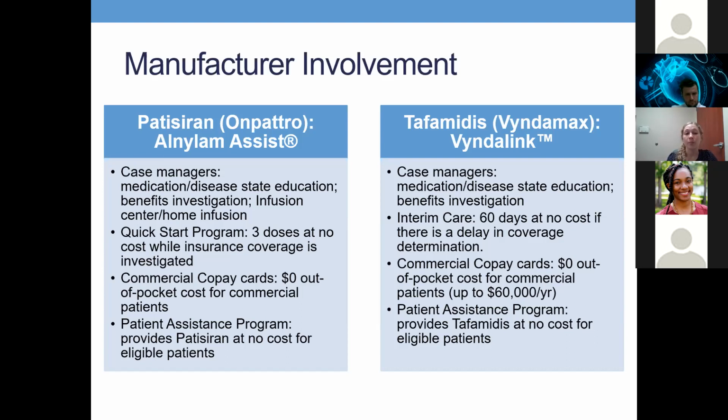Patisiran has what's called a quick start program, which can be really helpful. They'll provide 3 doses of patisiran at no cost while the patient's insurance coverage is investigated. And so where this is helpful is if you have a prior authorization that is denied and you have to submit an appeal, the appeal process can be really lengthy. So this can help your patient go ahead and start therapy. Tafamidis has a similar program called the Interim Care Program, which gives 60 days of tafamidis at no cost to the patient while they look into coverage.